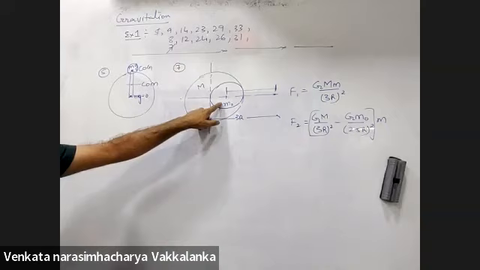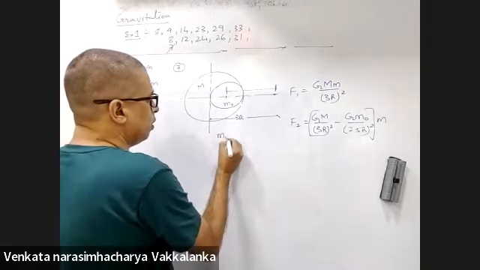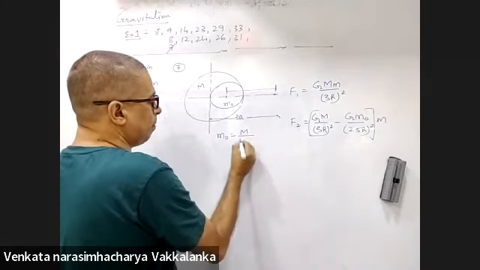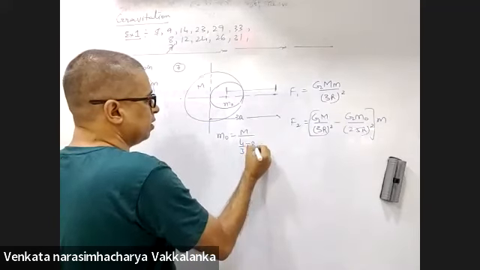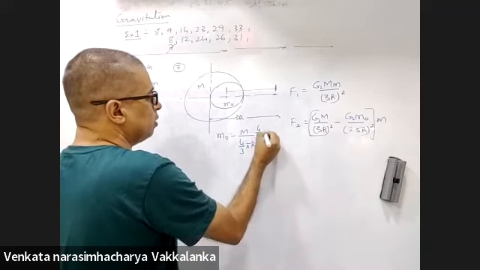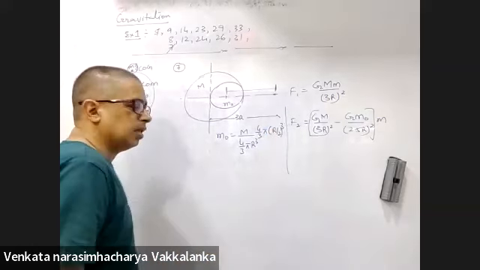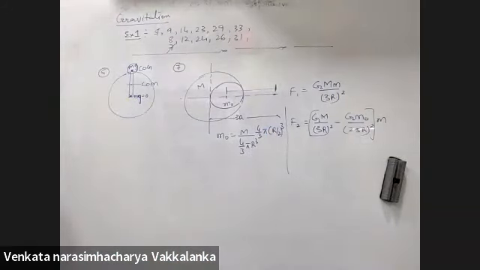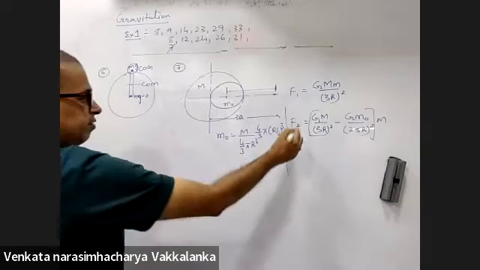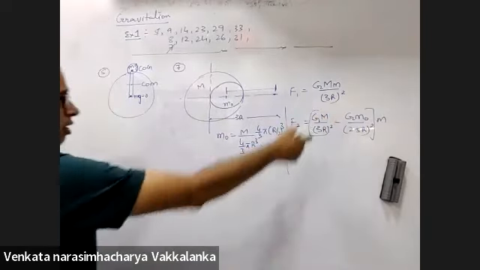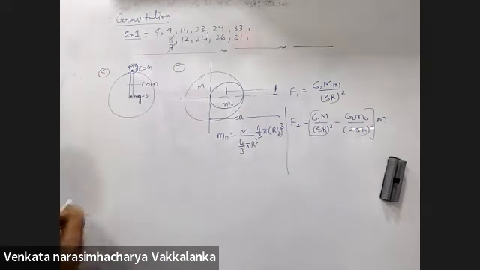Substitute M0 and multiply by small m, that will be F2. How do you want me to substitute M0? M0 will be capital M per unit volume, 4 by 3 pi r cube, into 4 by 3 pi r by 2 whole cube. Unitary method. So F1 and F2, after substituting M0, divide both, you get the answer.